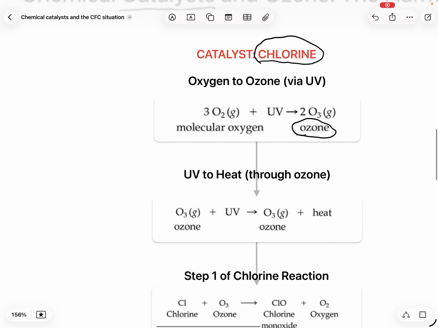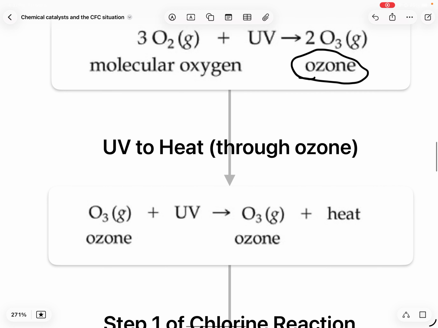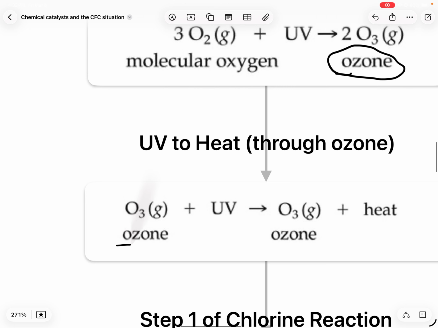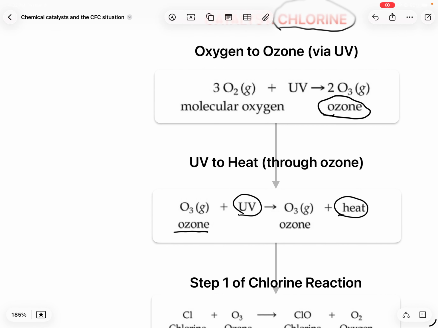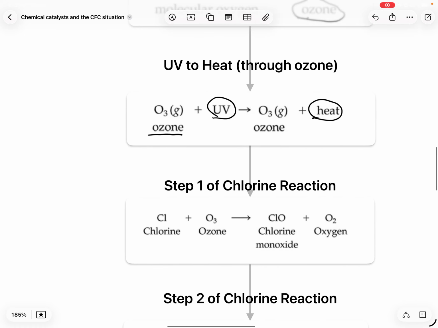Then the next step is the ultraviolet rays converting to heat through ozone. So you can see the ozone allows the UV to change into heat, because it's still the ozone here, it's just the UV morphing into the heat. So that's not a completely normal reaction. We have the UV transforming into heat, which heats up the atmosphere through the UV rays.